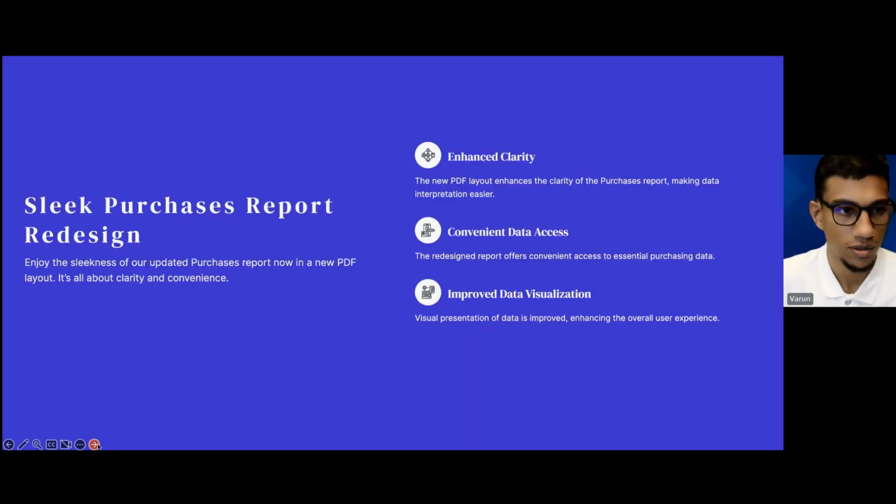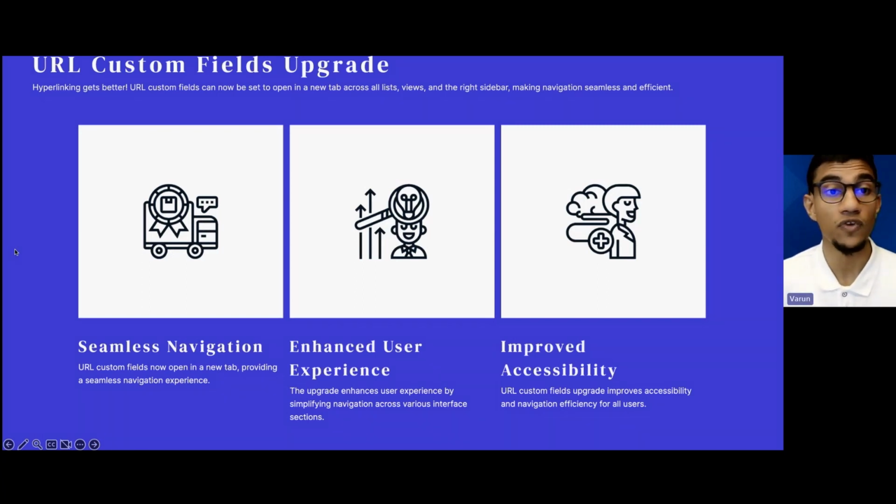Next, URL custom fields upgrade. So everybody, I'm sure that you're all aware of the fact that we can create custom fields having the field type as URL. You will be able to provide links there. But right now we have made a small tweak to that. Hyperlinking gets better. URL custom fields can now be set to open in a new tab across all the lists, views, and RSP, the right sidebar. So how can we do that? Let's see.